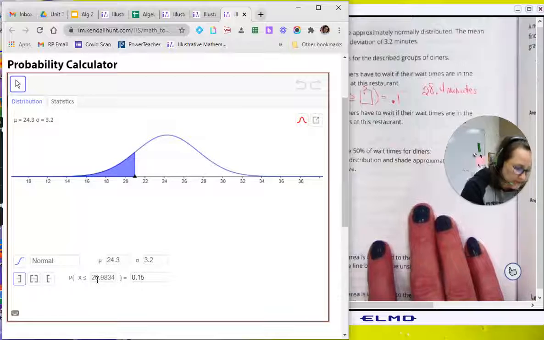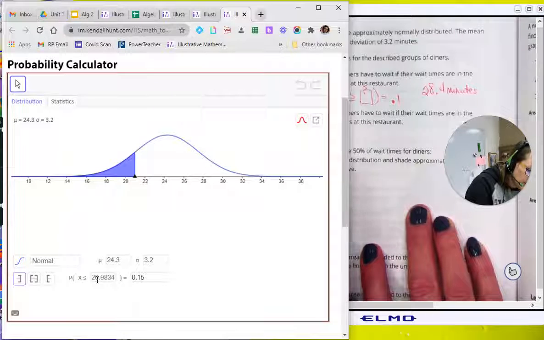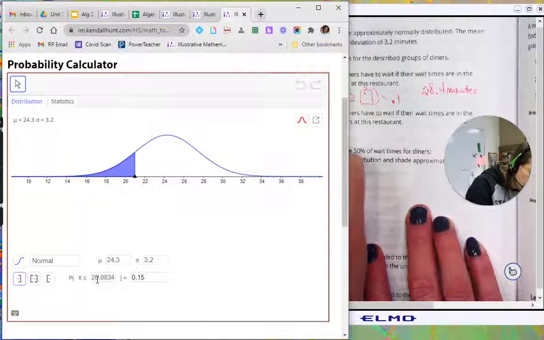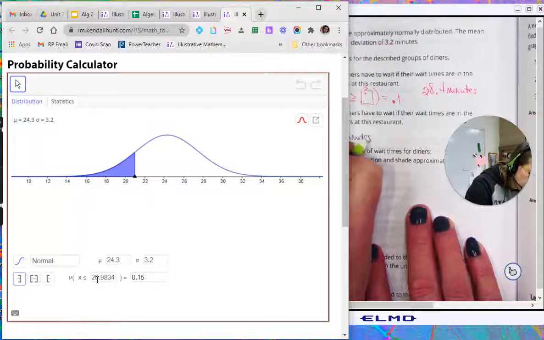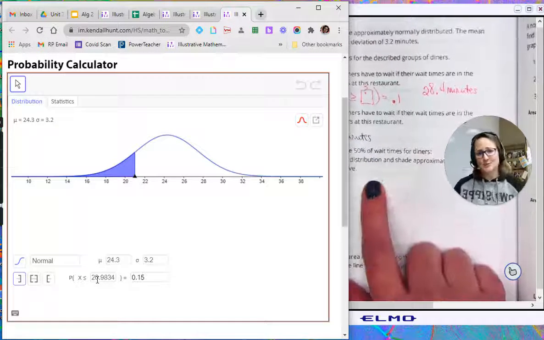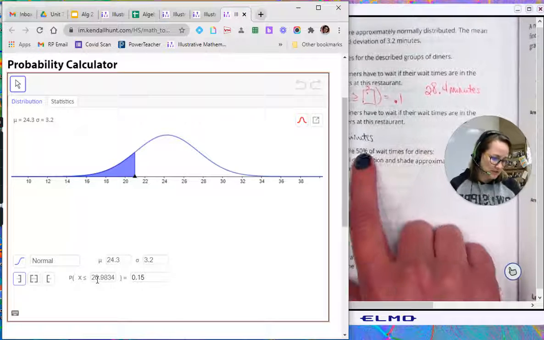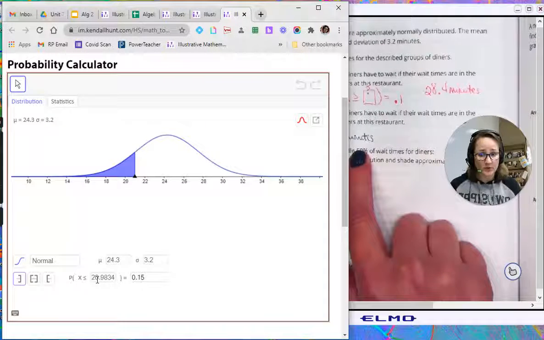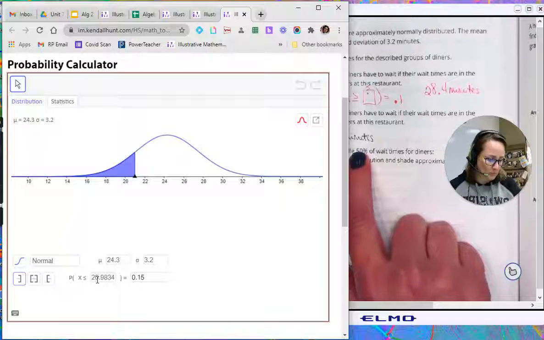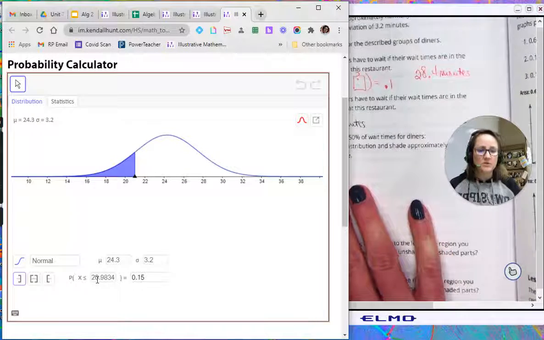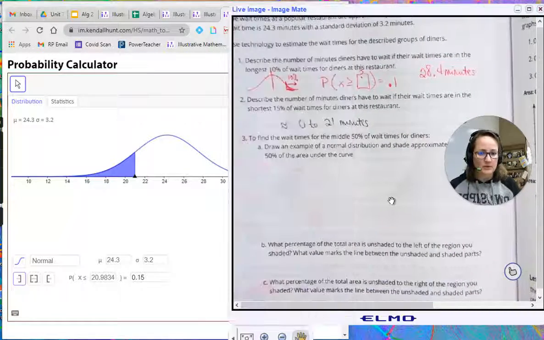So the shortest means they're waiting from 0 to 21 minutes. So that's the shortest. This must be one heck of a restaurant if the shortest 15% of people are waiting up to 21 minutes to get there. Pretty amazing. So to find the wait times, let's go back to our view here.